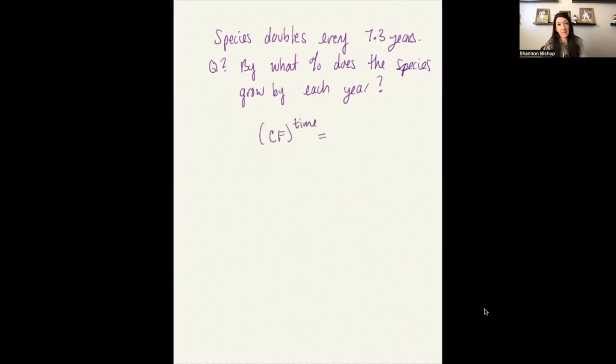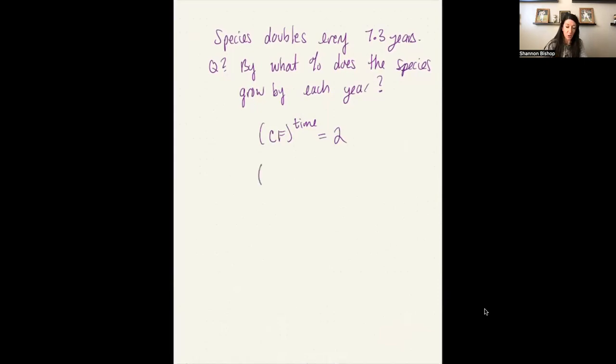And in this case, it's a doubling time, not a half-life. So I'm going to put equals 2 instead of equals 0.5. Skeletons are the same. The only thing that changes is whether your goal is a 0.5 for a half-life or a 2 for doubling time. So that's going back to the skeleton on slide 15. But in this particular situation, I'm being told that it doubles every 7.3 years. The question is, by what percent does it grow?